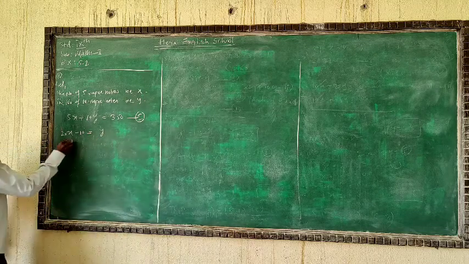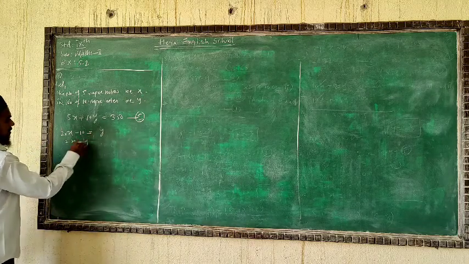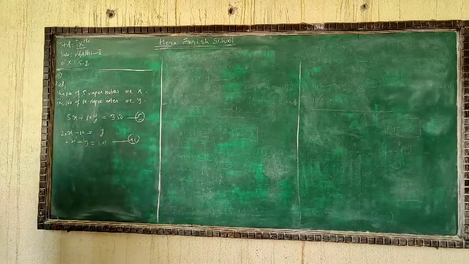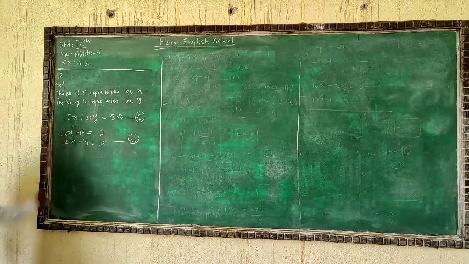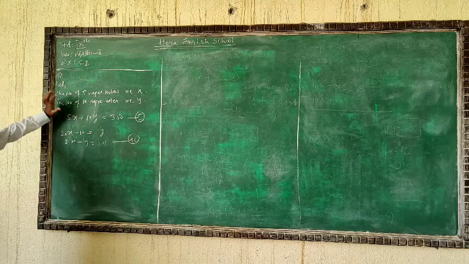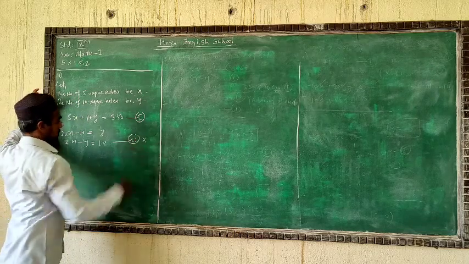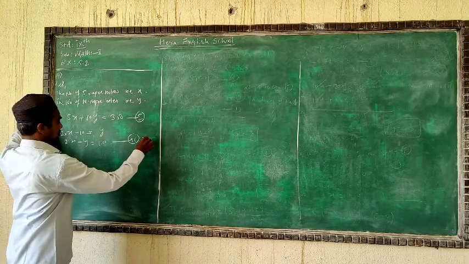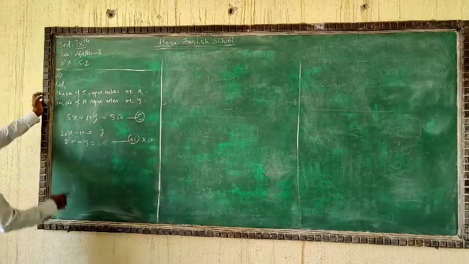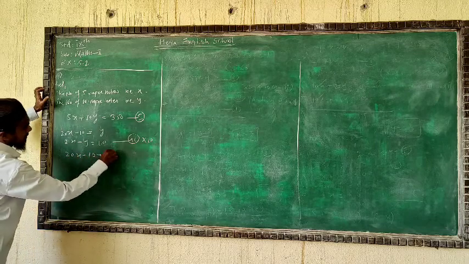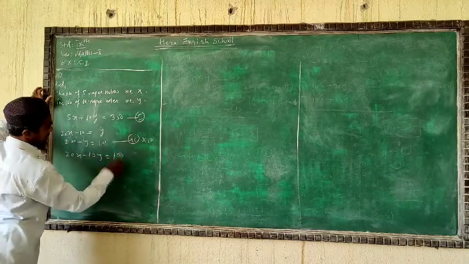You will get here 2x, bring this one, minus y, bring the right side 10. You will get the second equation like this. So here we have 2x minus y is equal to 10, and both we will compare. Here we have the 10, so we'll multiply these two, the equation number second one, by 10. Then you will get 20x, minus 10y, 10 tens you will get 100.